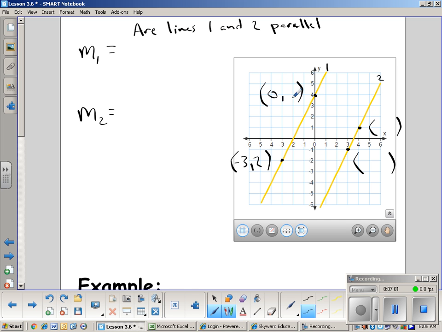0, 4. Someone else. What's this one over here? 4, 1. Thank you. And someone else? This one? 3, -1. Okay? So those are 4 points that we've identified are on these two lines.